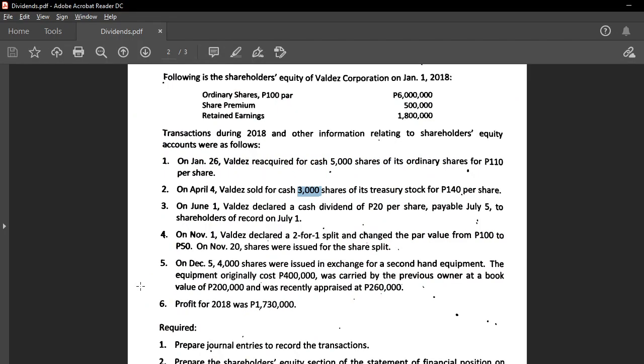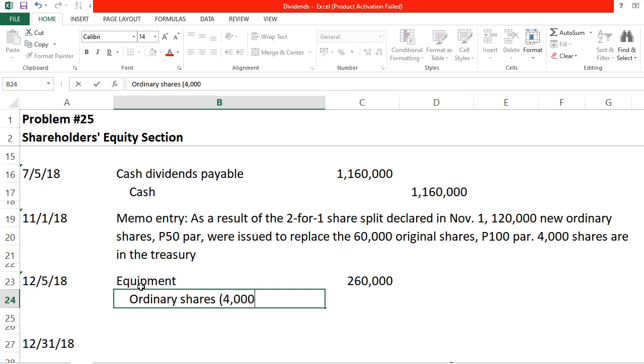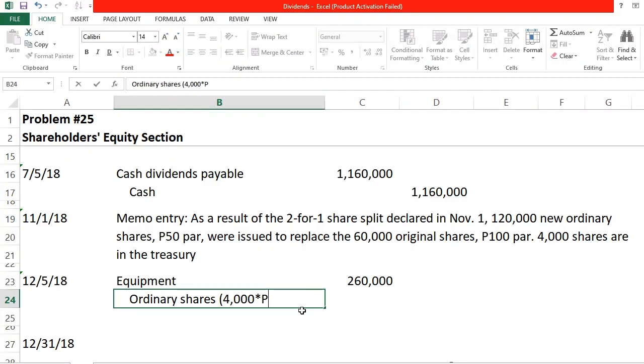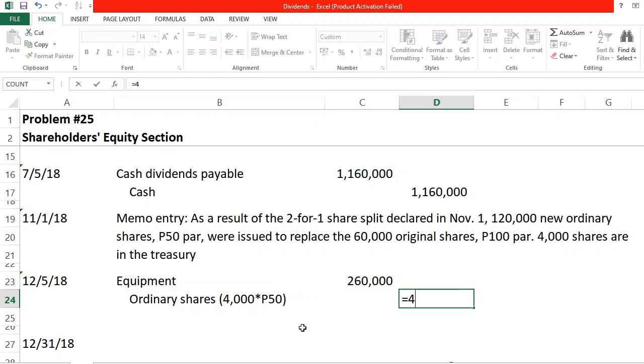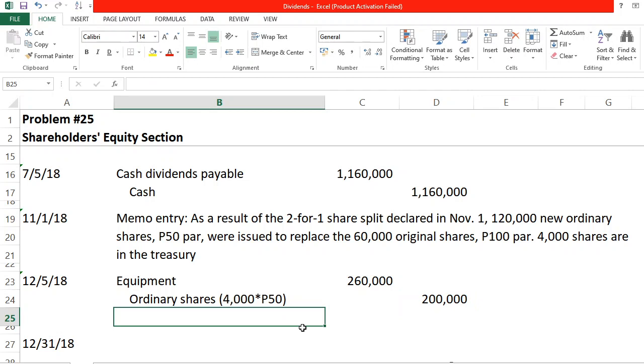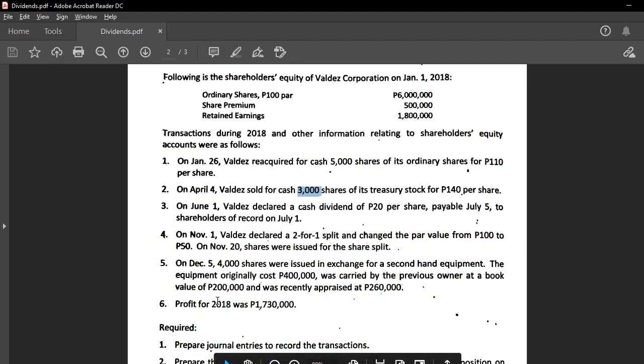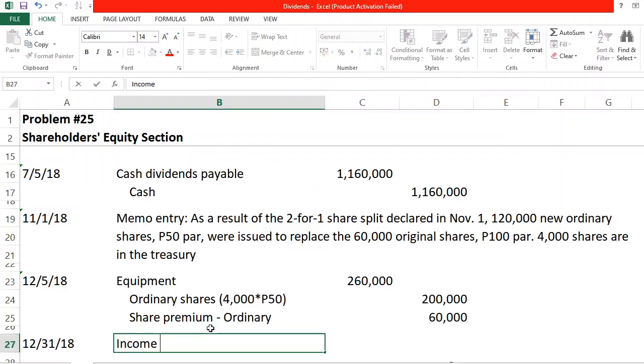Pila daw to? 4,000. 4,000 ka shares. Now, pila naman atong par value? Is it 100? No, kasi nag-split na tayo on November. Sumugamay. That's 50 pesos na lang. That would be 4,000 times 50, 200. And then the excess will go to our share premium ordinary. That's 60,000. And lastly, profit for 2018 was 1,073,000, and that would be income summary.